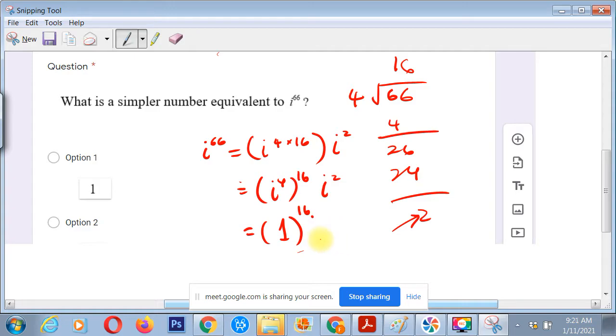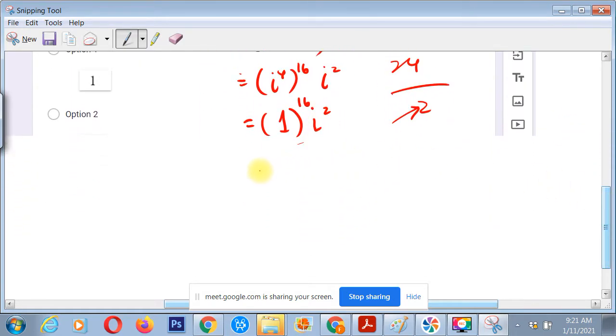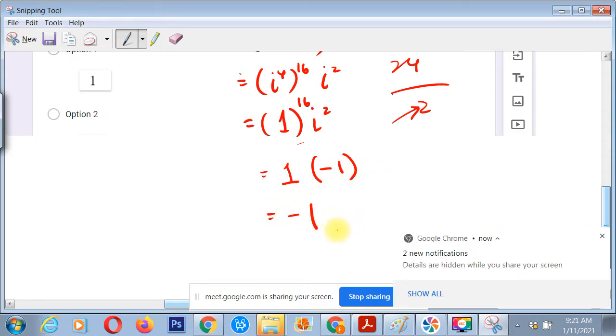Okay. And then i squared, so you will have this is 1 and then negative 1. So you will have negative 1. Okay.